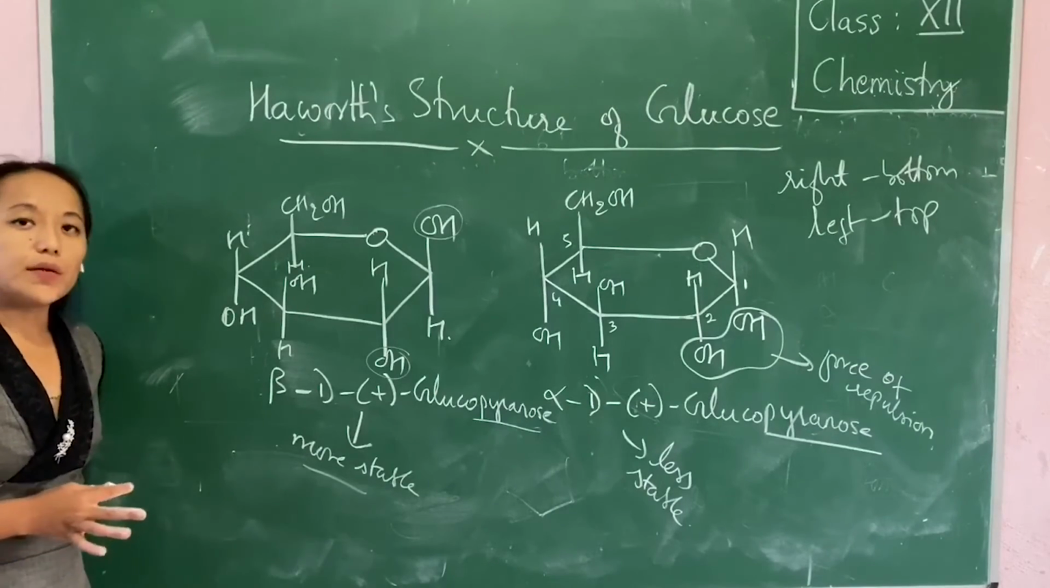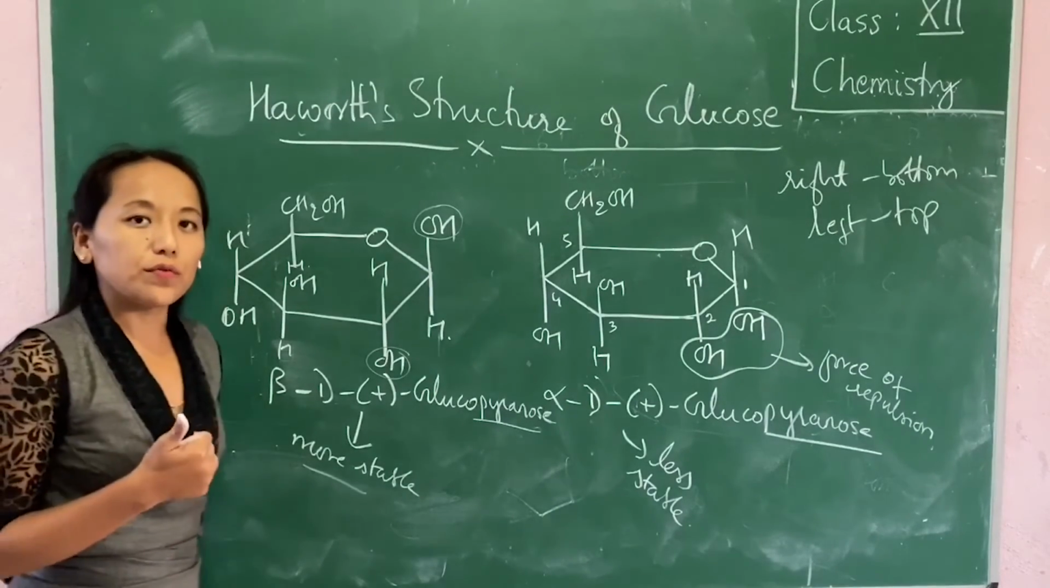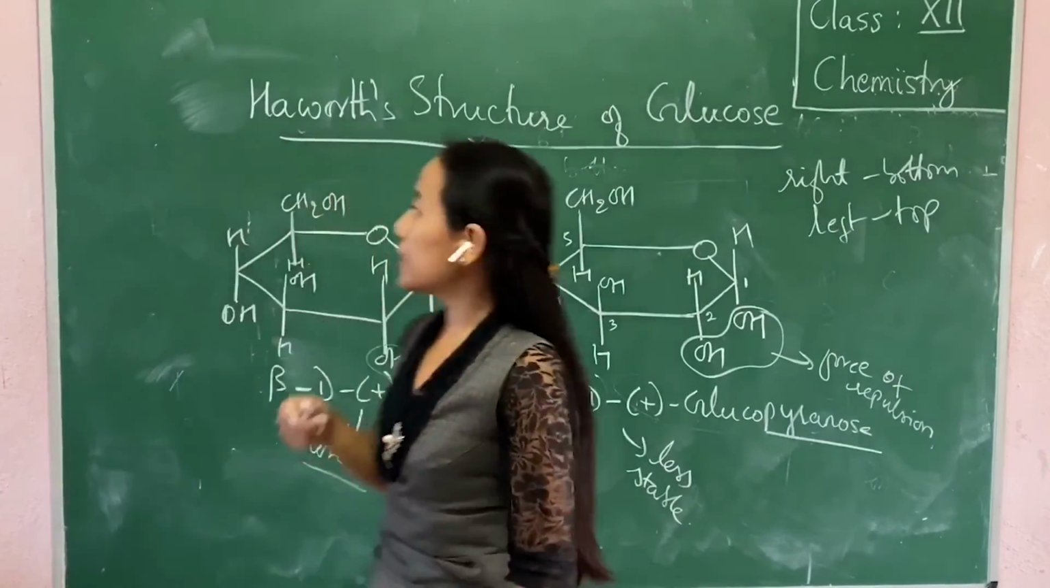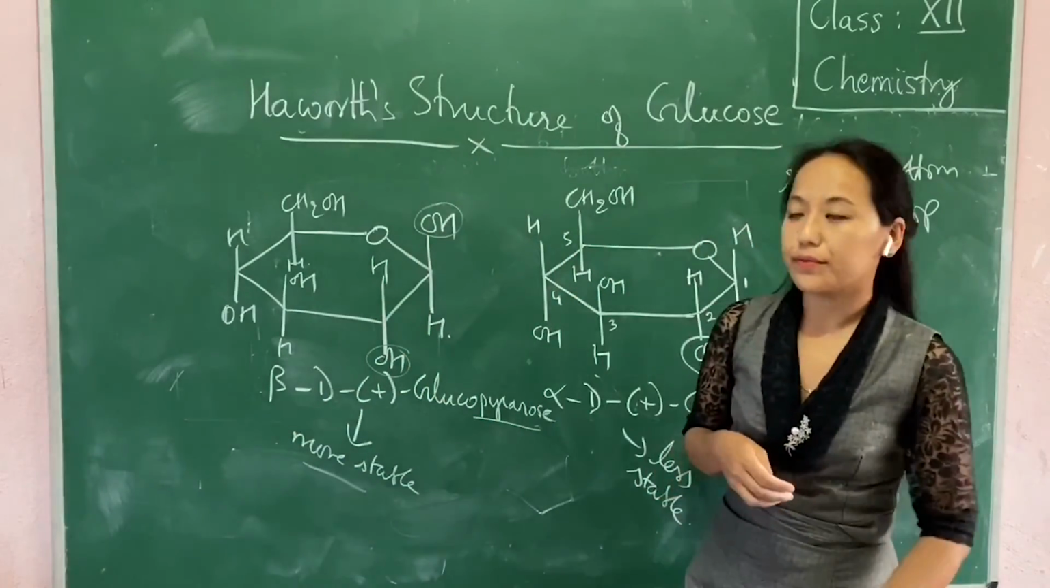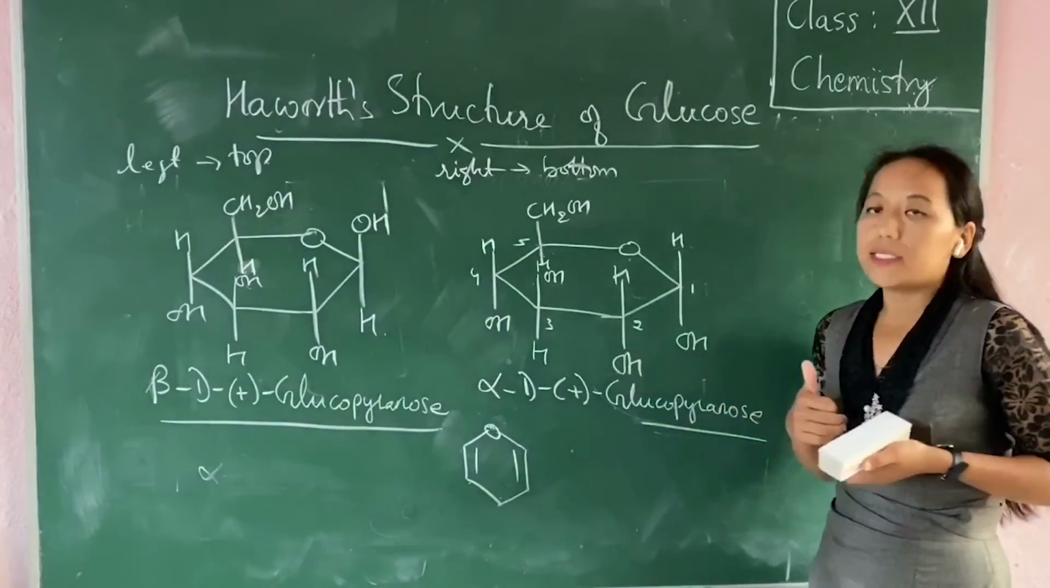So with this, we are done with the cyclic structure of glucose, open structure of glucose, and Haworth structure of glucose.